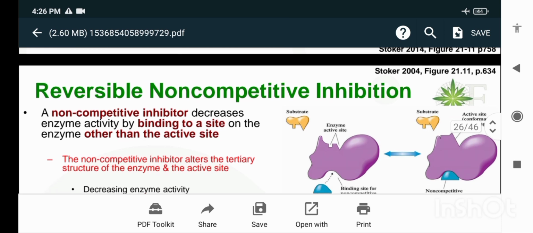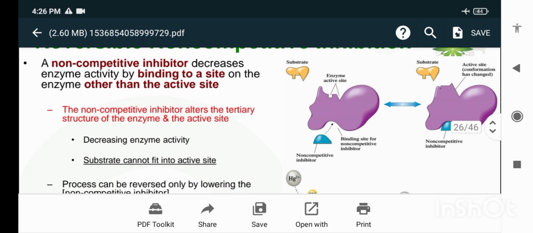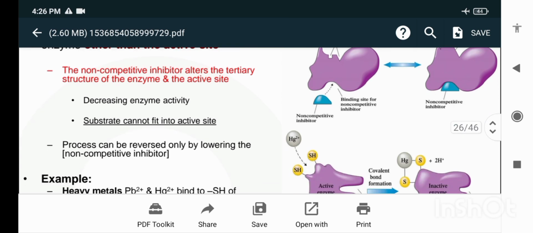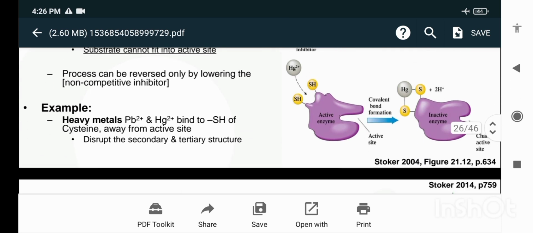Reversible non-competitive inhibitors. A non-competitive inhibitor decreases the enzyme activity by binding to a site on the enzyme other than the active site. The non-competitive inhibitor alters the tertiary structure of the enzyme and the active site, decreasing the enzyme activity. The substrate cannot fit into the active site. The process can be reversed only by lowering the non-competitive inhibitor.